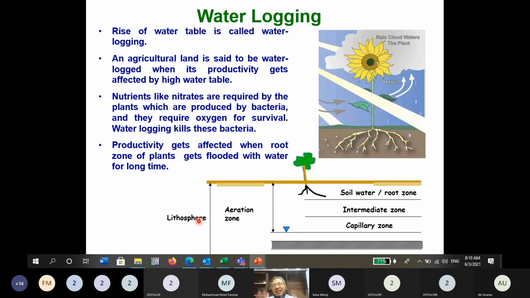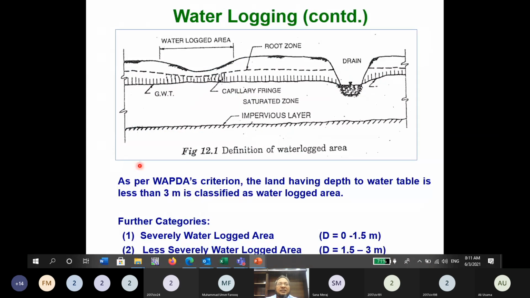So waterlogging means rise of water table such that it affects the productivity of crops. Now here you can see in this figure, this is some impermeable layer, and here this is the groundwater table, whereas this dotted line shows the depth of the root zone, and this is the natural surface. You can see here that the depth required is very less, so this area may be called a waterlogged area because the water table is very close to the surface.